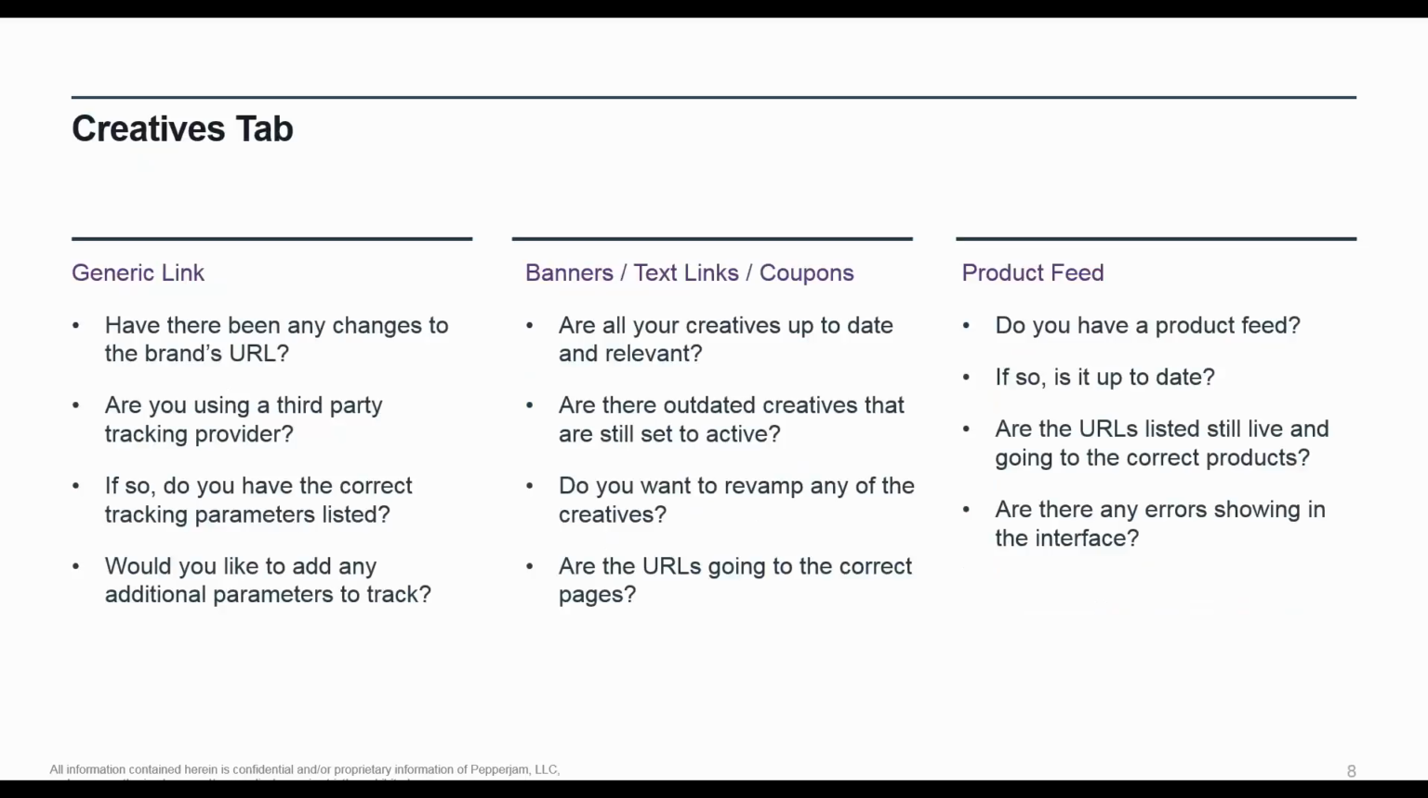A final area you want to review is the Creatives tab. You first want to review the generic link. This link should always point to the advertiser's homepage. If a promotional destination URL is no longer active, it will redirect the consumer to the generic link as it should be evergreen. This is also the most commonly used creative amongst publishers. This is also the time to review or add any tracking parameters if you use a third-party tracking tool such as Google Analytics.